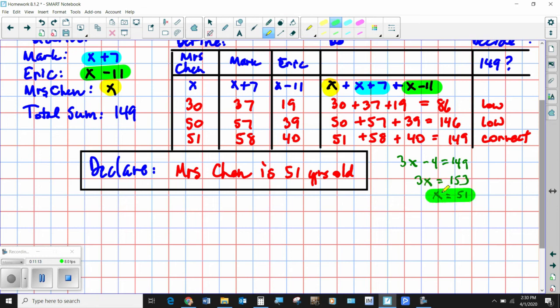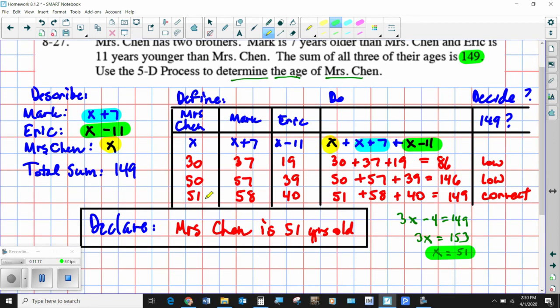So that is the age of Mrs. Chen, and that's what we were being asked to declare. Now, to make certain that that's correct, remember, you want to do the check. If she's 51, then Mark is 7 years older, making him 58. And Eric is 11 years younger, making him 40. But when you add those together, 51 plus 58 is 109, and 109 plus 40 is 149, and that's the correct answer.